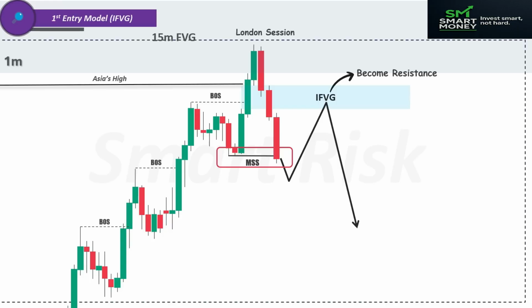For placing an entry using this model, you have two options. But before we get into them, keep in mind that you can always add extra confluences.